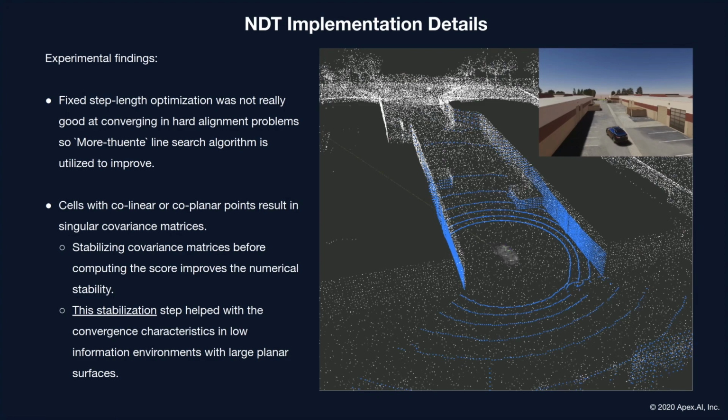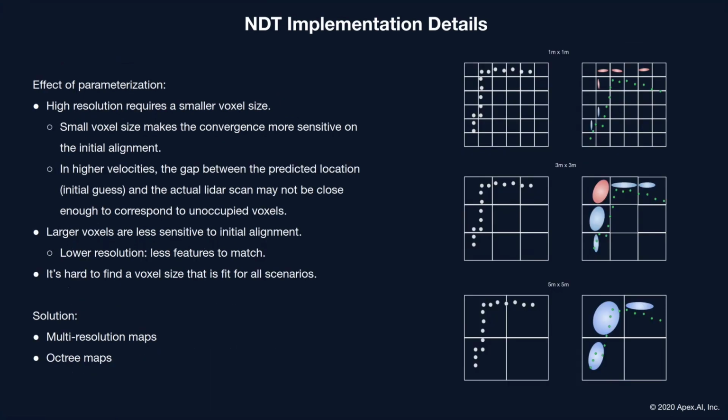Also, cells with collinear or coplanar points result in singular covariance matrices. In low feature sections of the map that are dominated by long planar surfaces like long corridors, we have observed convergence rates to drop significantly due to this numerical instability. We have added a numerical stabilization step as described in the paper to stabilize the covariance matrices during the building of the NDT map. This has experimentally shown to be beneficial to the robustness of the algorithm in the aforementioned areas like long corridors. Selecting the right parameters has a big impact on the final accuracy of the NDT localizer.